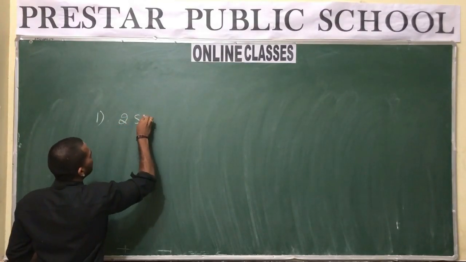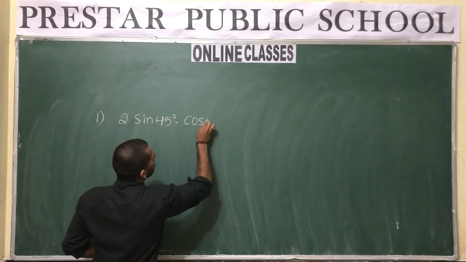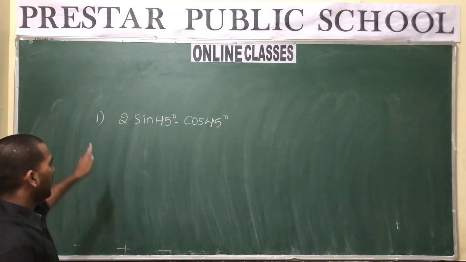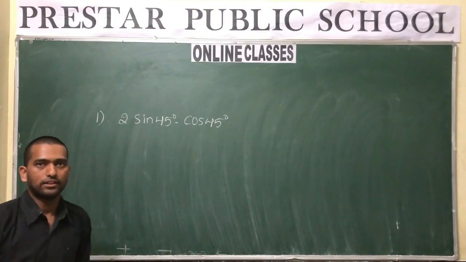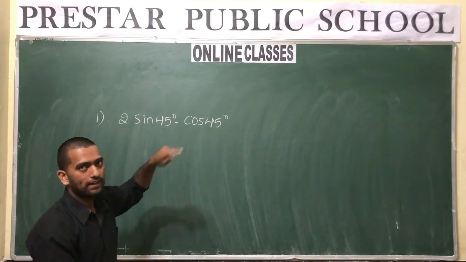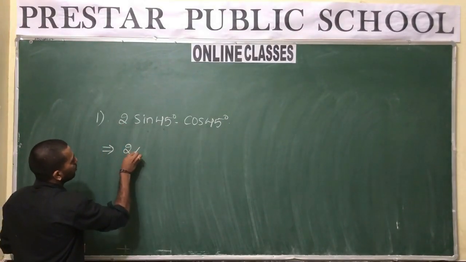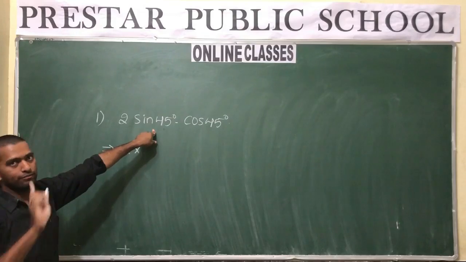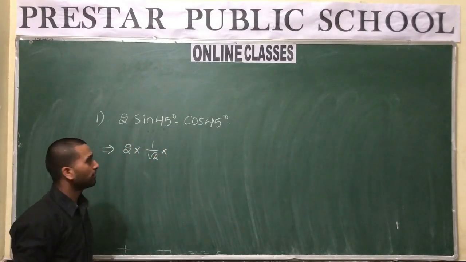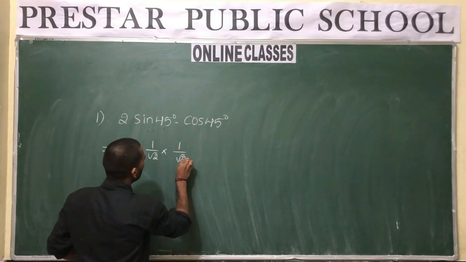Find the value of 2 sin 45 into cos 45. So this is the problem. If you know the value of sin 45 and cos 45, you can easily find this value. Yes or no? So just substitute there. 2 into what is sin 45? If you know the value, sin 45 is 1 upon root 2. I remember, I don't know whether you remember or not. Okay, now cos 45 value is 1 upon root 2.